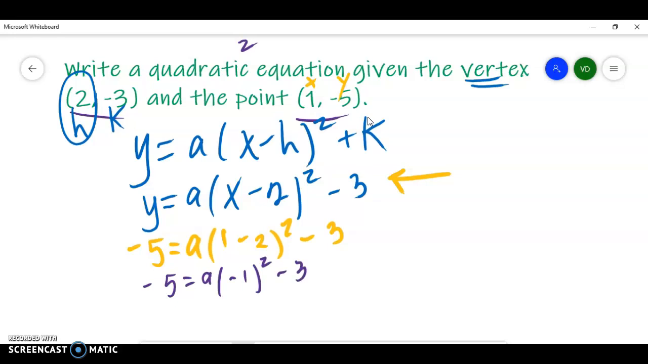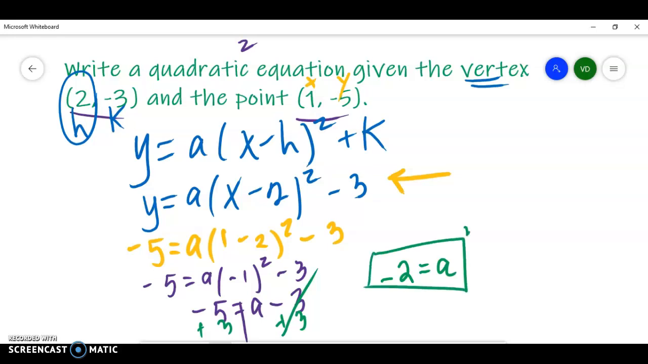-1 squared is -1 times -1, so that's just going to become a 1. So really, a times 1 just is a, right? So then I'm going to say -5 is equal to a minus 3. Remember, in order to move it to the other side of that equal sign, I've got to do the opposite. So I should be adding 3 to both sides. It cancels over here on this side, so I'm left with -5 plus 3. I'm going to write it over here on the side, so I'm going to get -2 is equal to my a value.